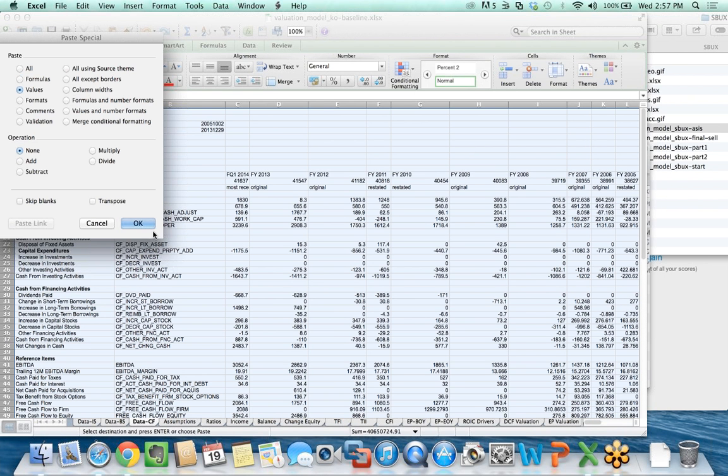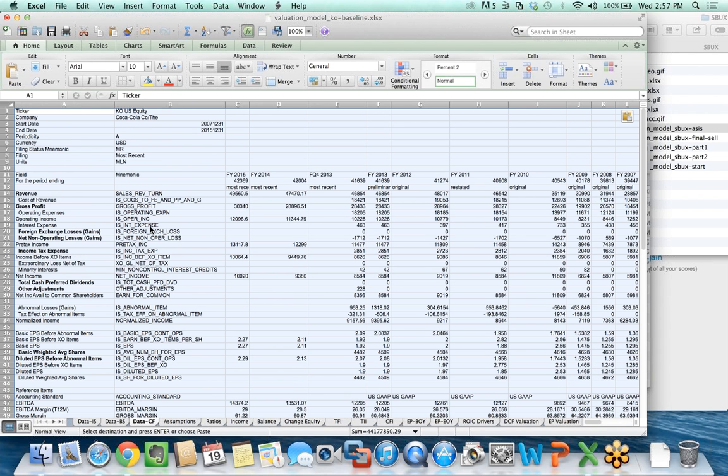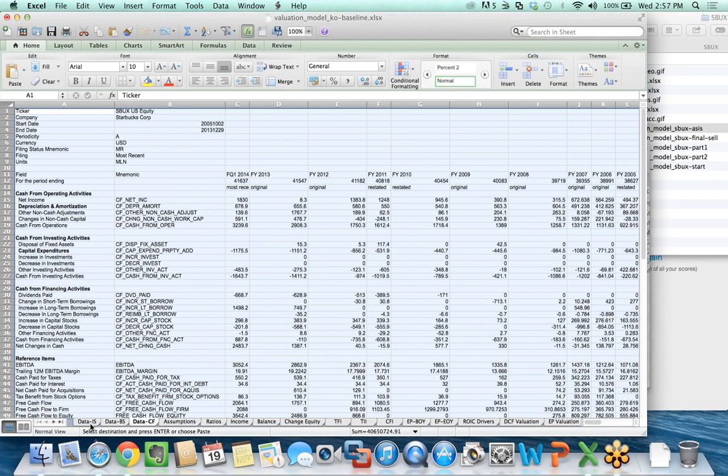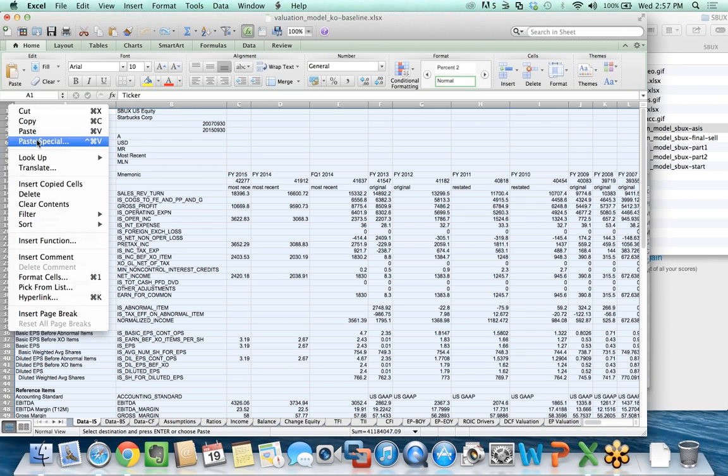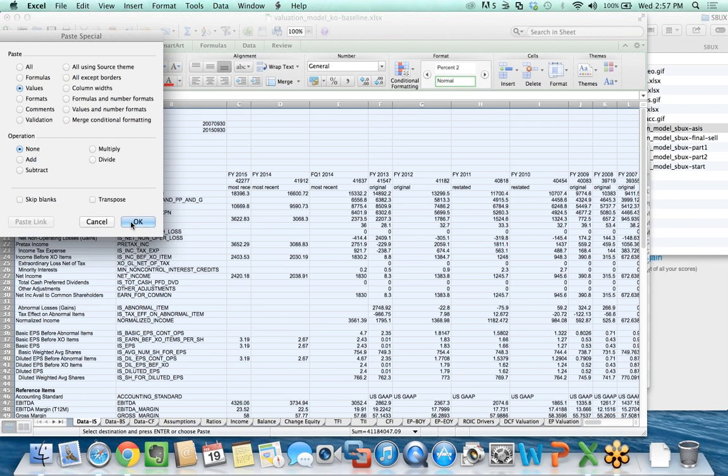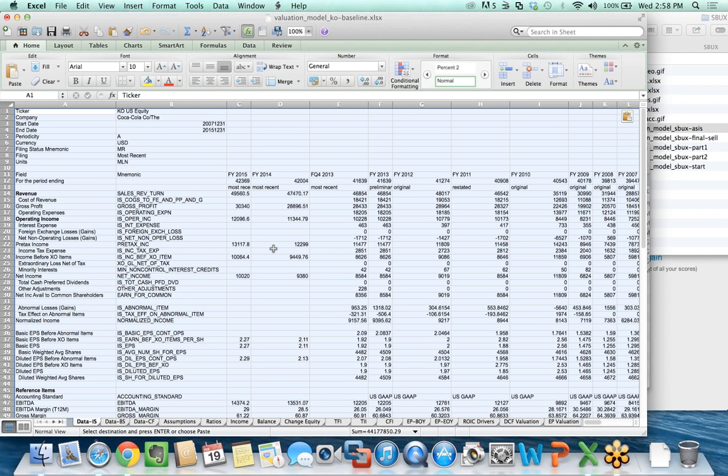paste special values. Oh, sorry, wrong tab. Don't paste it there. Paste it into the income statement tab. Make sure I paste it in the right tab. Paste special values into the income statement tab. Okay, so I basically just overwrote, line by line, using the Bloomberg standard data, the income statement tab. Make sure you put it in the income statement tab. Don't do what I did, accidentally put it in the wrong tab.